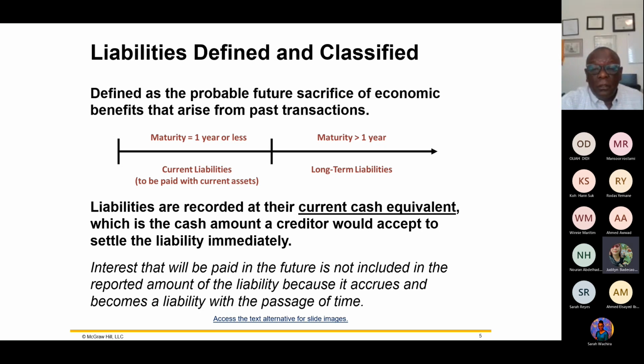Sir, can you repeat your question, please? Okay, I will repeat. Current liabilities are obligations or debt that is to be repaid by the company by the end of a balance sheet period.